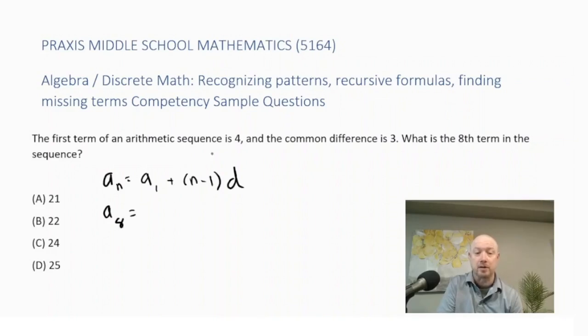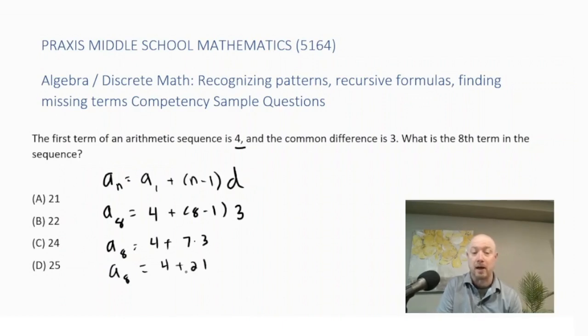Our first term, it says, is 4. So we have 4 for a sub 1 plus n minus 1. If we want the eighth term, n is 8, so we get 8 minus 1 times the common difference, and the common difference is 3. So that means a sub 8 is equal to 4 plus 8 minus 1, which is 7, times 3. So we get a sub 8 is equal to 4 plus 21. So our answer here would be choice D, 25.